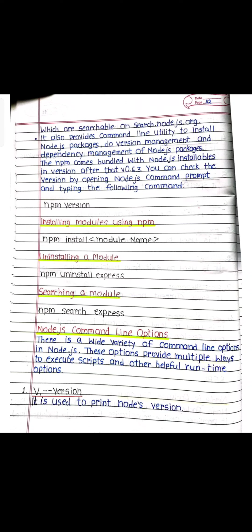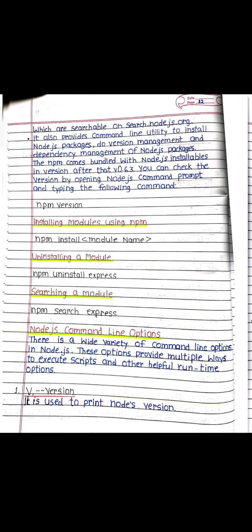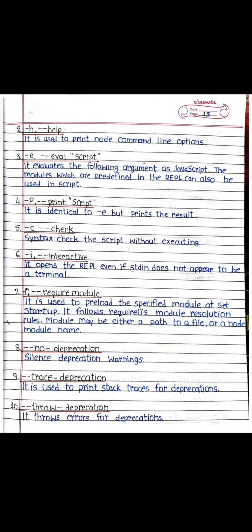-v, --version: it is used to print the Node version. -h, --help: it is used to print the command line options. -e, --eval script: it evaluates the following argument as JavaScript. The modules which are predefined in the REPL can also be used in a script. -p, --print script.